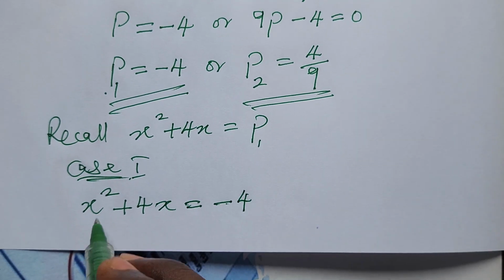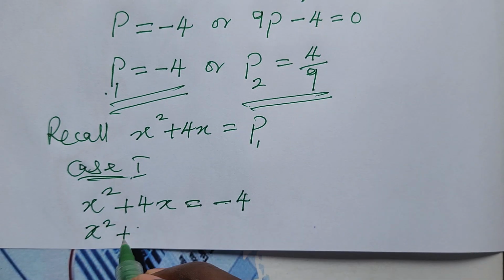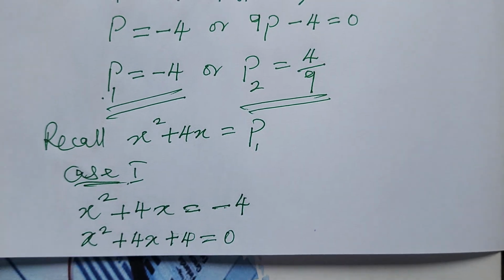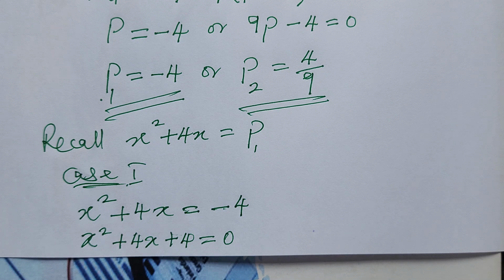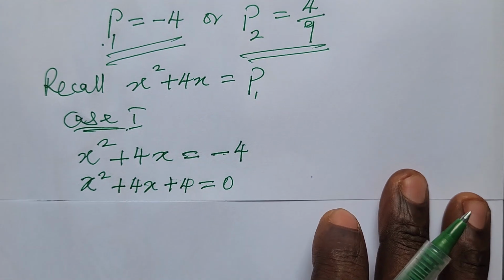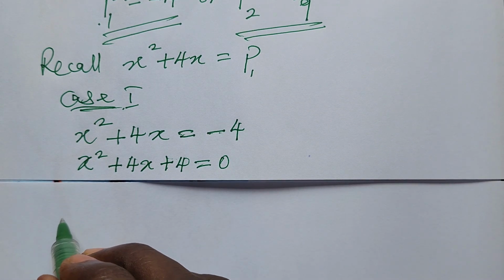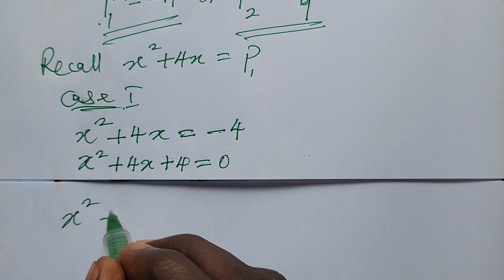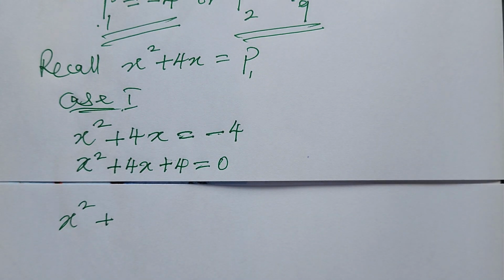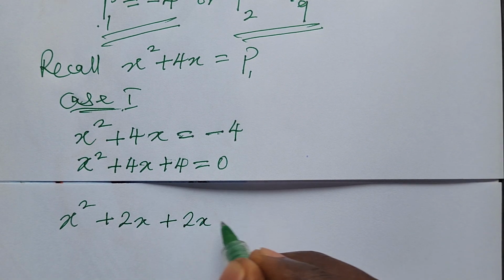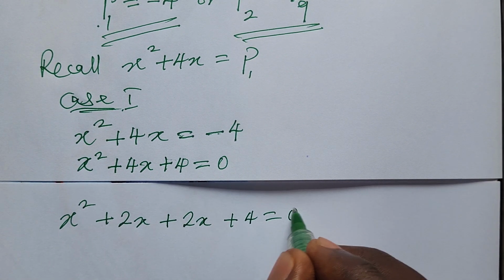So move this to this side. It is going to give us x to the power of 2 plus our 4x plus 4 equal to 0. This is a quadratic equation, so we have to solve this quadratically. Okay. Can we apply the factorization method to this? Yes, we can. So this is going to give us x to the power of 2 plus, we think of two numbers that we will add together to give us plus 4, multiply together to give us plus 4. It's just 2 and 2. So we have this to be 2x plus 2x plus 4 equal to 0.